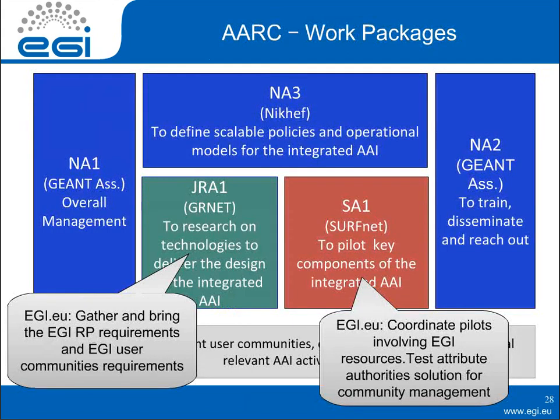Sorry if the balloons here are covering part of the slide, because I probably forgot to add the animation. But anyway, this is the structure of the project, and in particular EGI.eu is participating in the design work package, the JRA one, to bring the requirements of our communities, and the SA1 work package, which is about deploying pilots and tests with our services and our users, the outputs of the project. Particularly, we want to test the attribute authority solution for community management because it is very relevant for us.